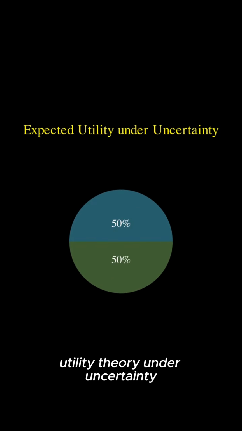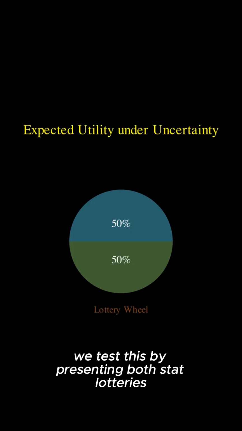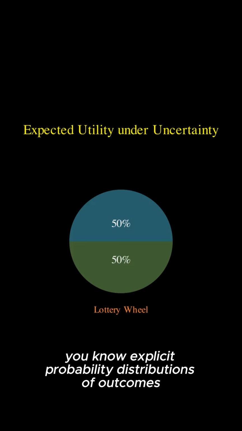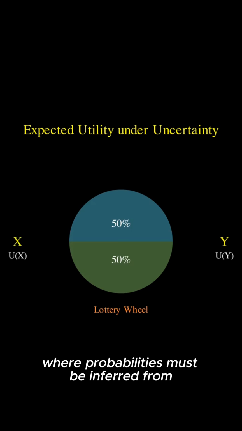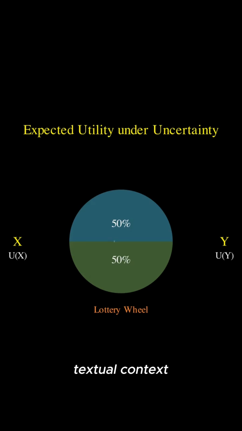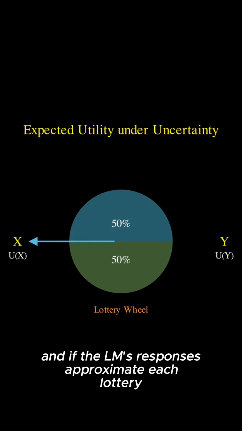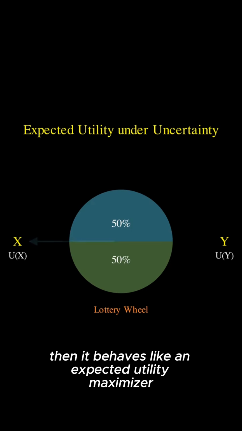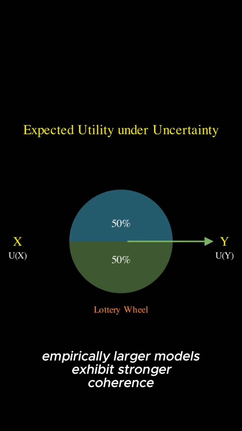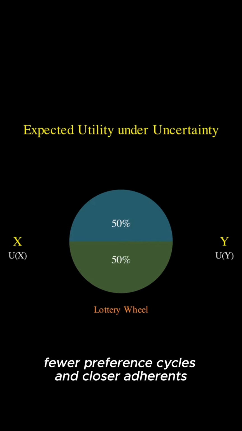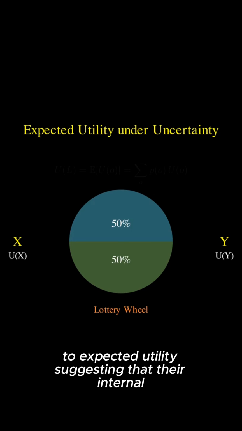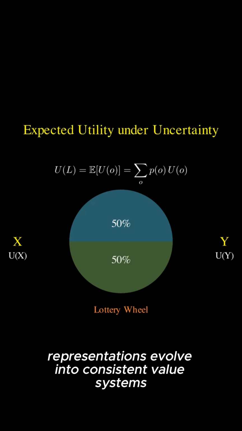Finally, we investigate whether the resulting utility assignments align with expected utility theory under uncertainty. We test this by presenting both standard lotteries, explicit probability distributions over outcomes, and implicit lotteries, where probabilities must be inferred from textual context. And if the LLM's responses approximate each lottery's expected utility, then it behaves like an expected utility maximizer. Empirically, larger models exhibit stronger coherence, fewer preference cycles, and closer adherence to expected utility, suggesting that their internal representations evolve into consistent value systems.